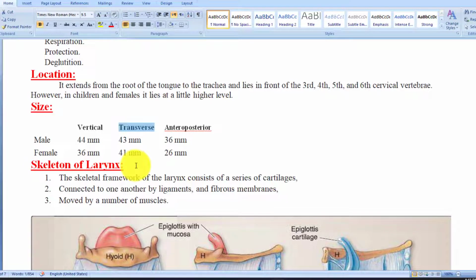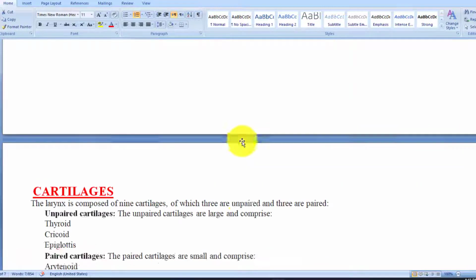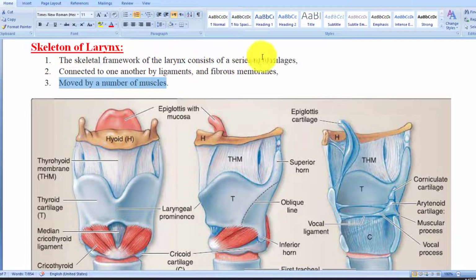Next, what is the skeleton of the larynx? It means, what is it made up of? The framework of the larynx is made up of cartilages, ligaments, and fibrous membranes, and certain muscles are present which move the larynx here and there. The framework is made up of a series of cartilages, paired and unpaired, which we will discuss. These cartilages are connected with certain ligaments and fibrous membranes.